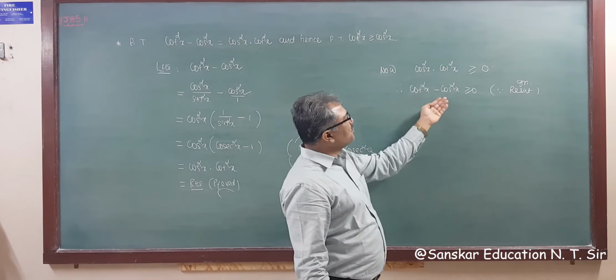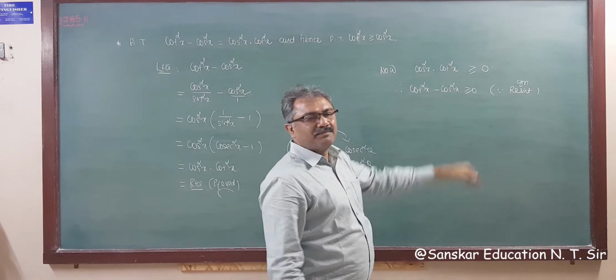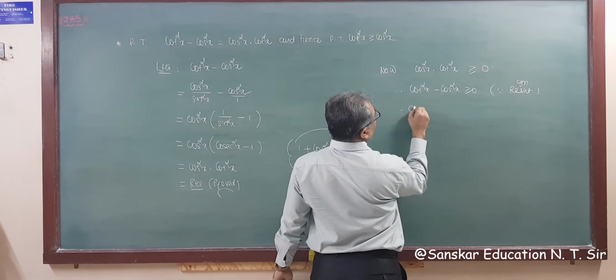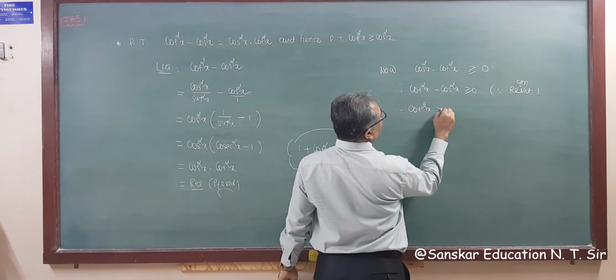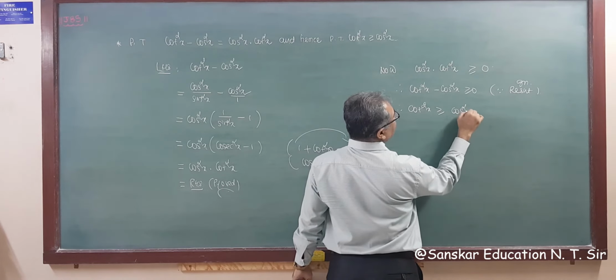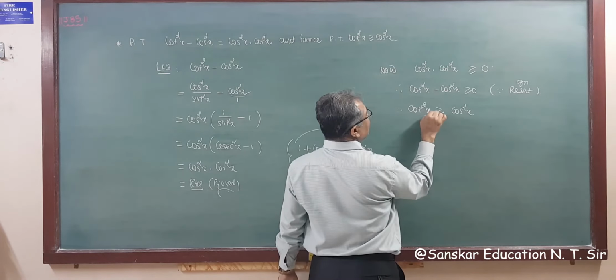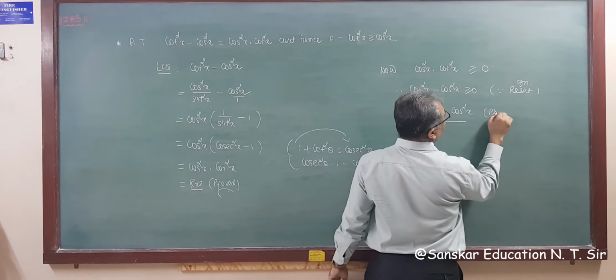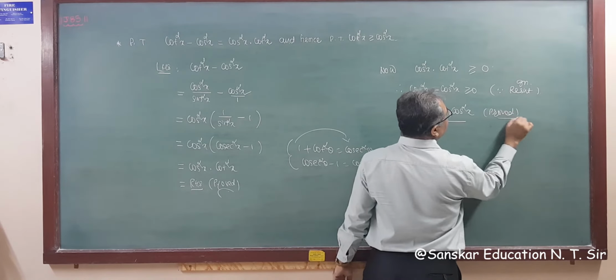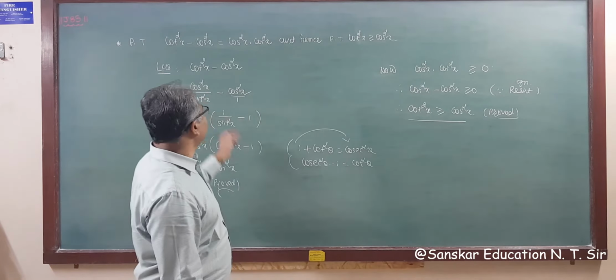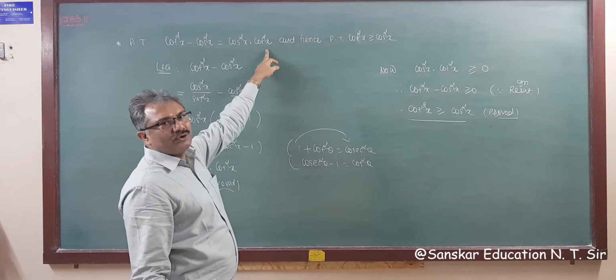Now if you take cos square x to the opposite side, minus becomes plus. So what you get? Cot square x is greater or equal to cos square x. So hence this is again proved. So remember this thing. Cot square x minus cos square x is equal to cos square x into cot square x.